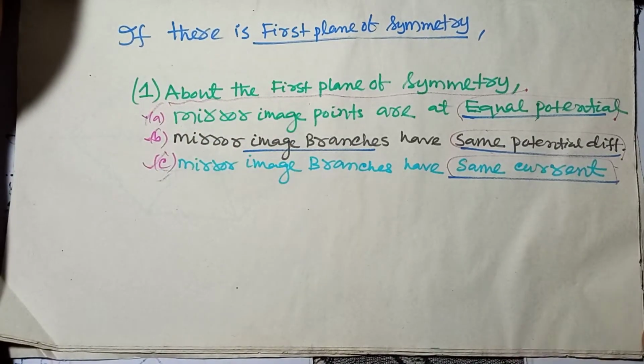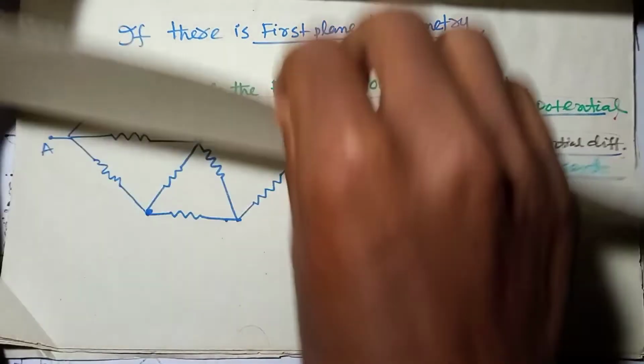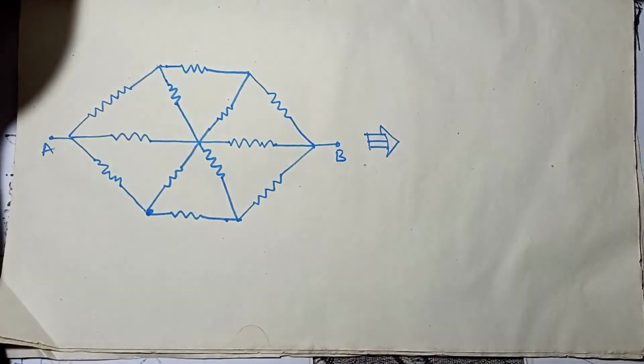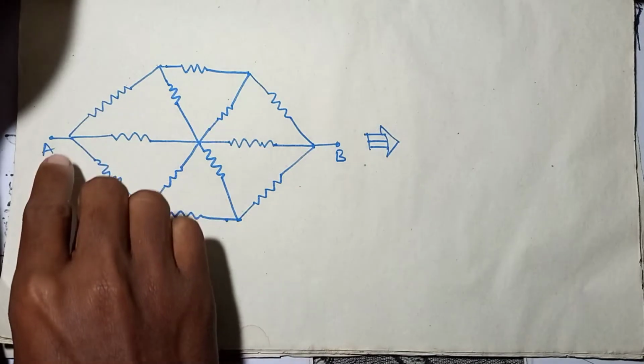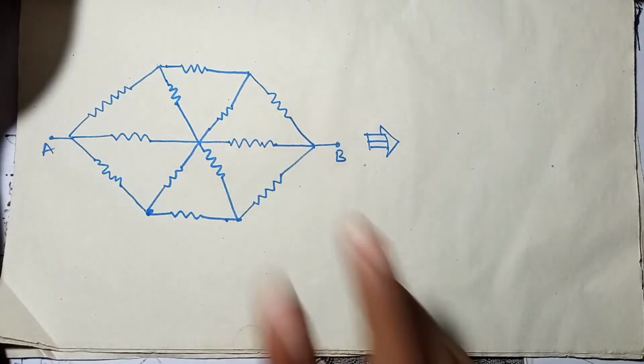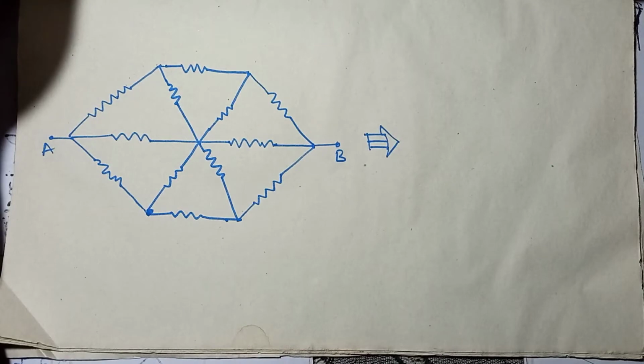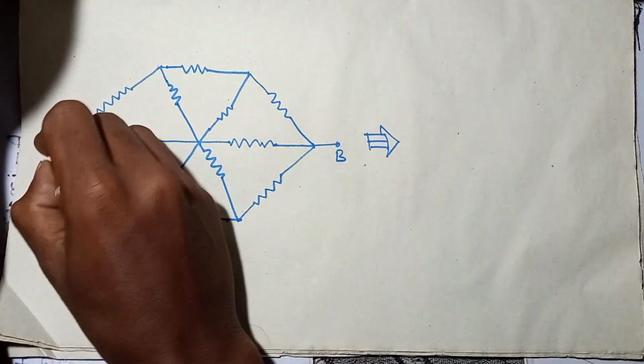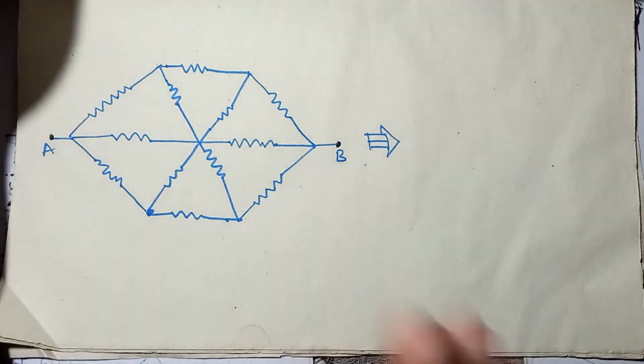So here is the circuit. Let's say we want to find the equivalent resistance between these two points, point A and point B. Step number 1 says to identify the points across which the equivalent resistance is to be calculated. So these are point A and point B.